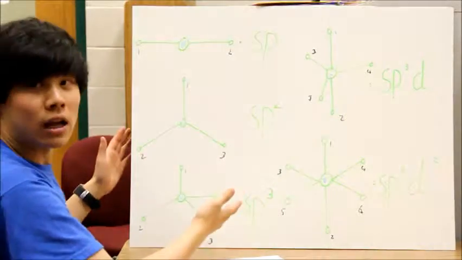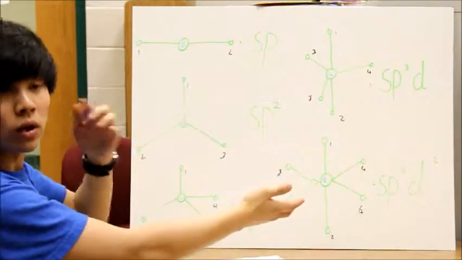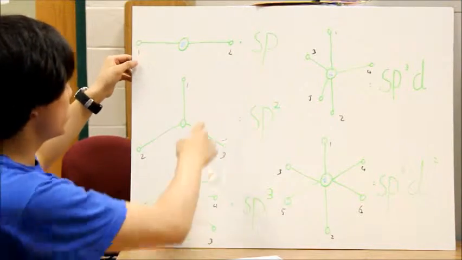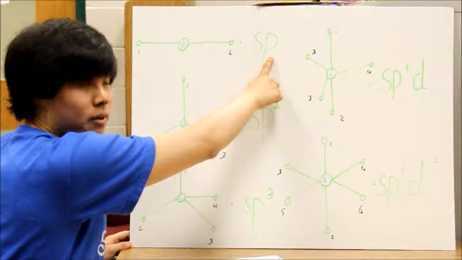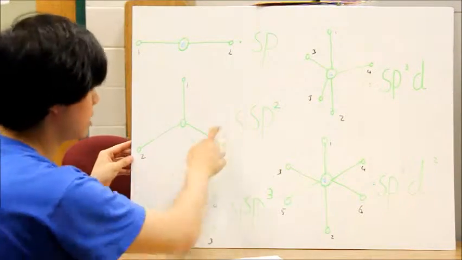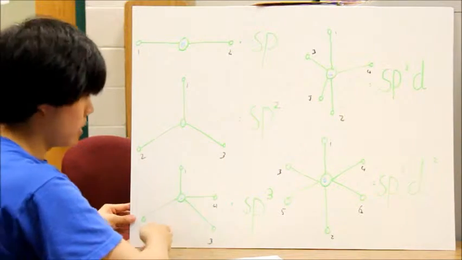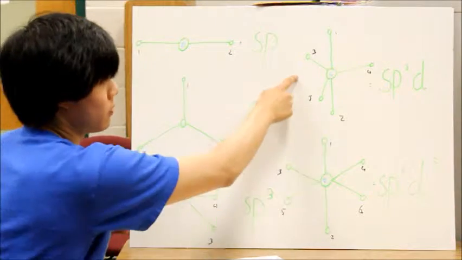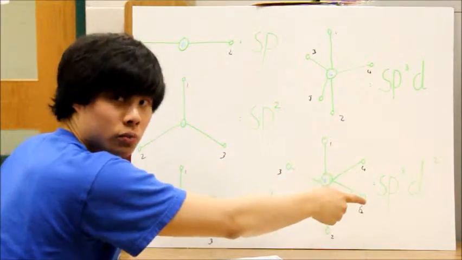So to make everything a lot easier, hybridizations, as you see, is a lot more neat than the last one that I showed you. So if you only have 2 domains, that is an sp hybridization. If you have 3, which is trigonal planar, that is sp2. If you have 4, tetrahedral, that is sp3. 5, sp3d, and 6, sp3d2.